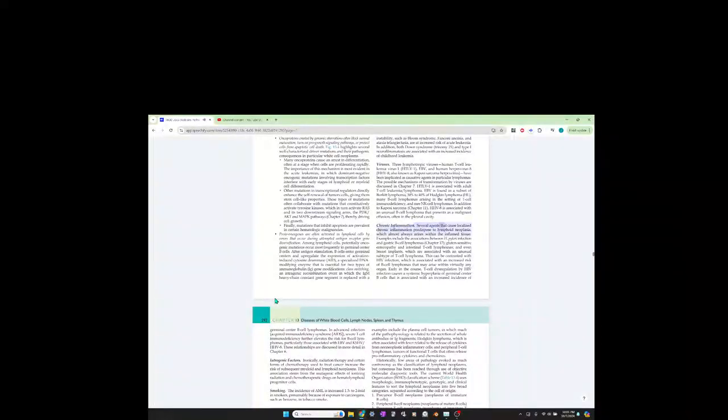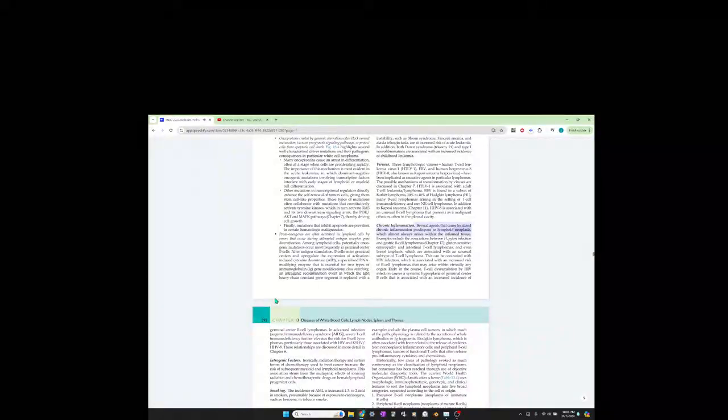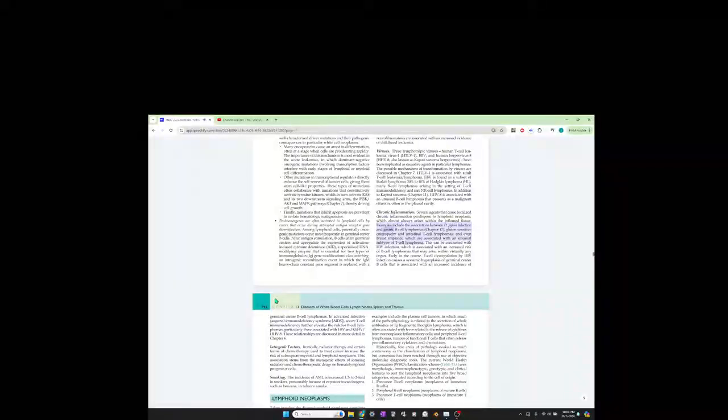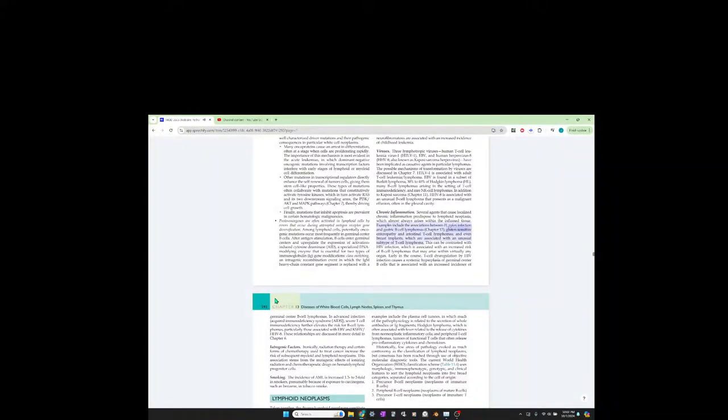Chronic inflammation. Several agents that cause localized chronic inflammation predispose to lymphoid neoplasia, which almost always arises within the inflamed tissue. Examples include the associations between H. pylori infection and gastric B-cell lymphomas, gluten-sensitive enteropathy and intestinal T-cell lymphomas, and even breast implants, which are associated with an unusual subtype of T-cell lymphoma.